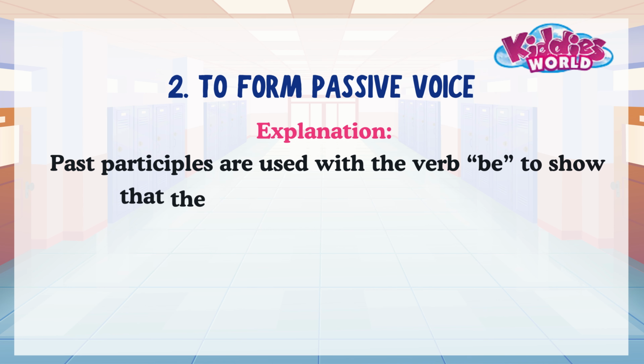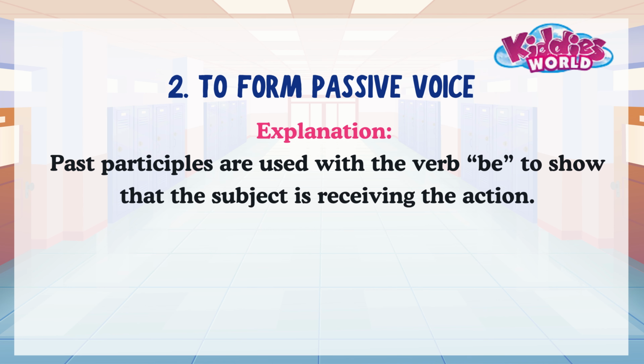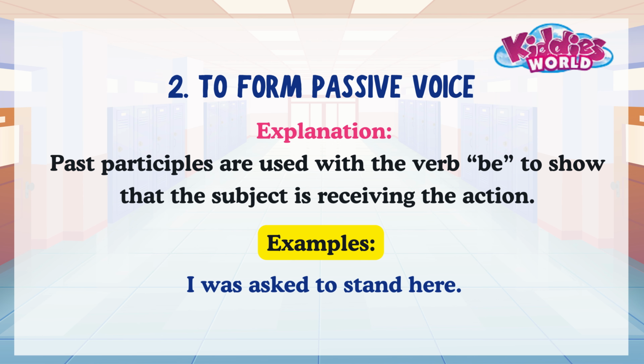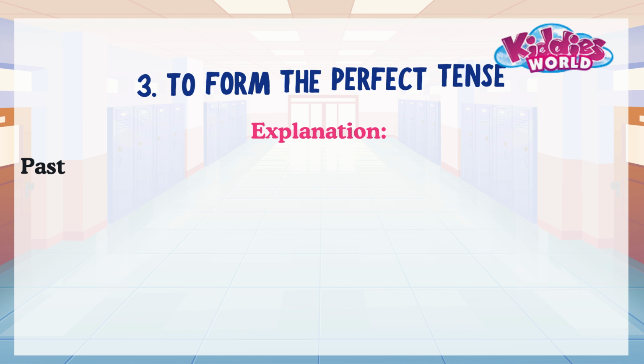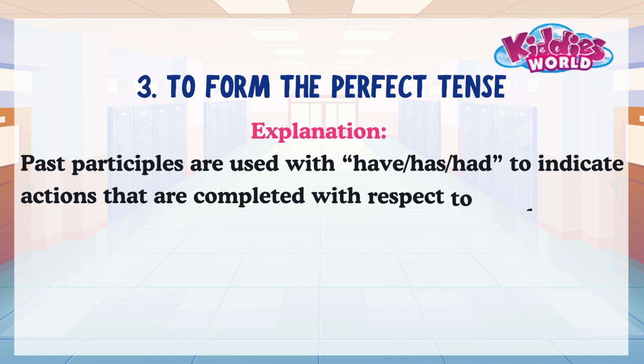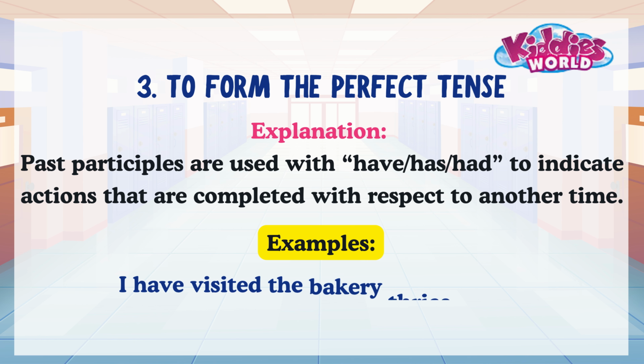2. To form the passive voice. Past participles are used with the verb be to show that the subject is receiving the action. Example: I was asked to stand here. 3. To form the perfect tense. Past participles are used with have, has, had to indicate actions that are completed with respect to another time. Example: I have visited the bakery thrice today.